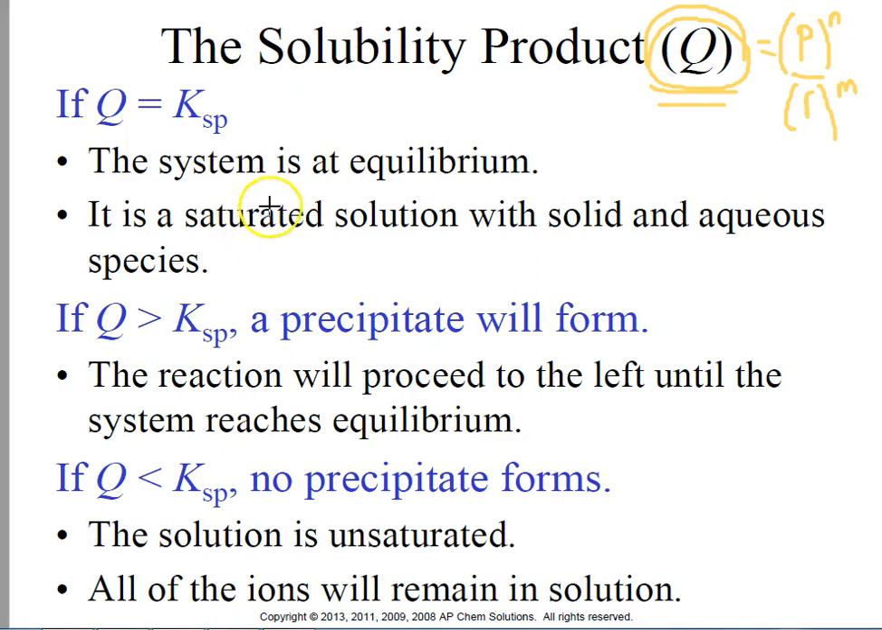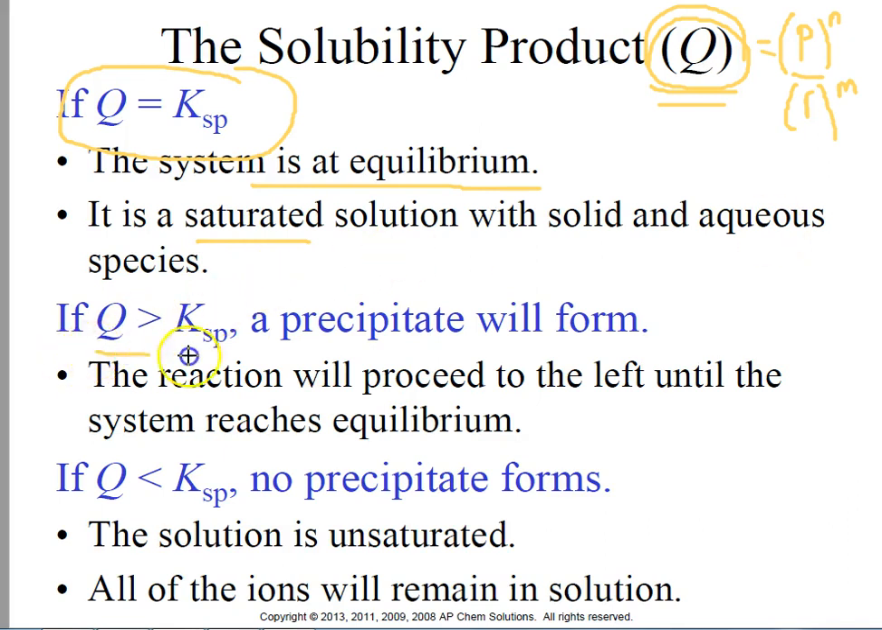So here's how it goes. If Q is equal to KSP, we are at equilibrium. So the solution is saturated, and we have solid and aqueous species involved. So we're already at equilibrium. So it's not like a precipitate will form or won't form. We're just already at equilibrium.